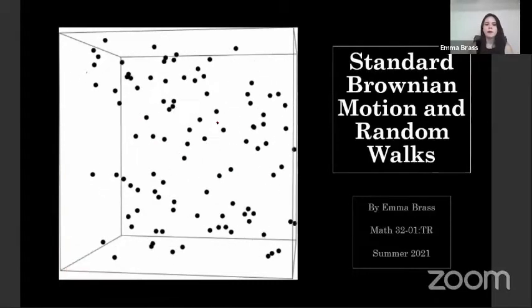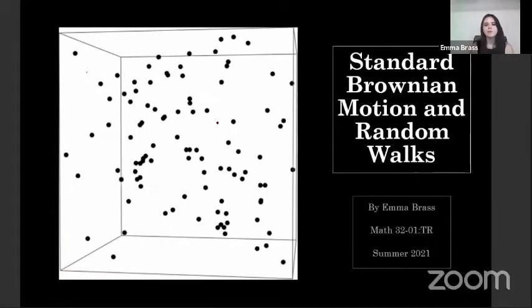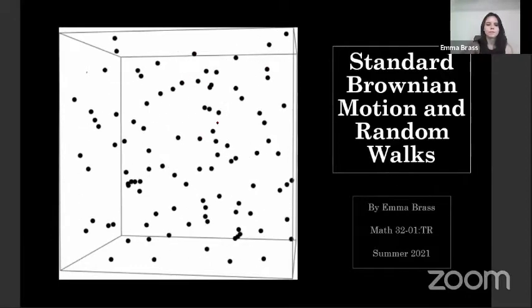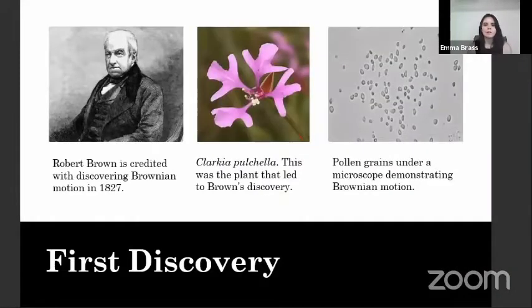Hello everyone, my name is Emma Brass, and today we're going to be talking about standard Brownian motion and random walks. So let's start by talking about the history of Brownian motion.